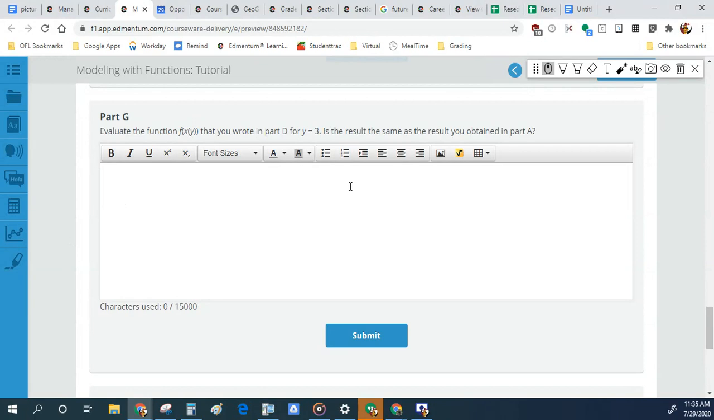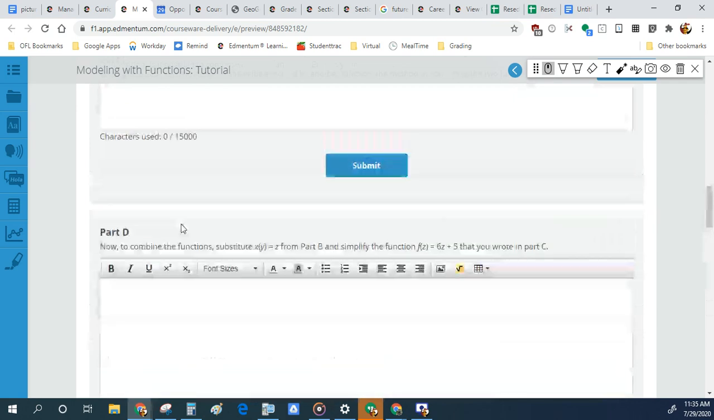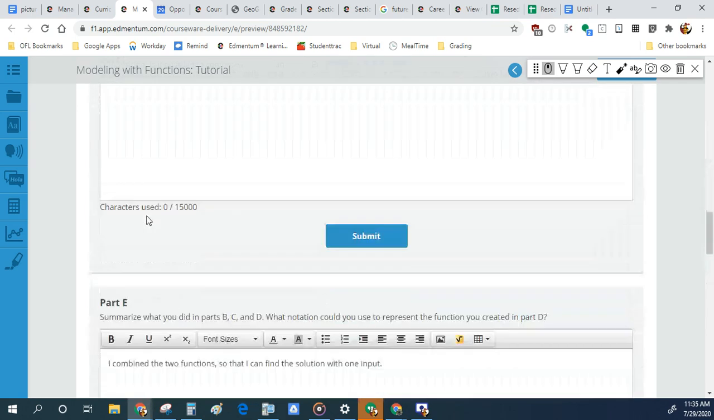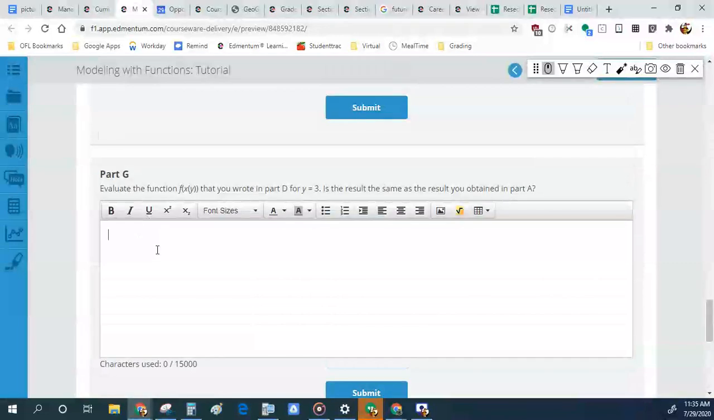Evaluate this thing. We already did that. We literally just did this in part, what was it, part G or something? But it's asking, is the result the same as the result you obtained in part A? I'm gonna put no. Was it or was it different? I don't remember. Wait, hold on. I took a screenshot for both. I think you said it was the same. Let's just say it was. So, yes, it was the same because there are the same functions composed together. Oh yeah, it was the same.